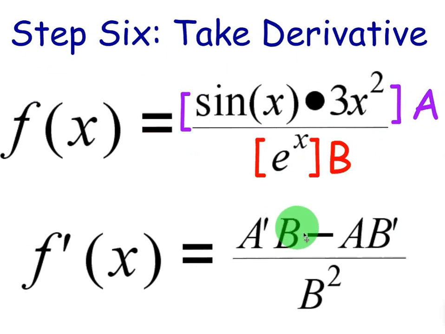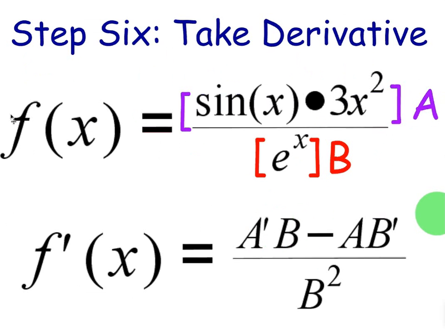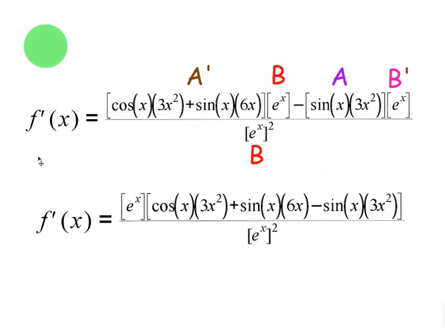So now that we've figured out the derivative of a and b and c and d, all our components, we know the derivative of a and b. We can just plug this stuff in, right? Because we just figured it out. So a prime we found was cosine of x times 3x squared plus sine of x times 6x. b is at the bottom, e to the x, minus a b prime, a being the top of our original fraction, over b squared.